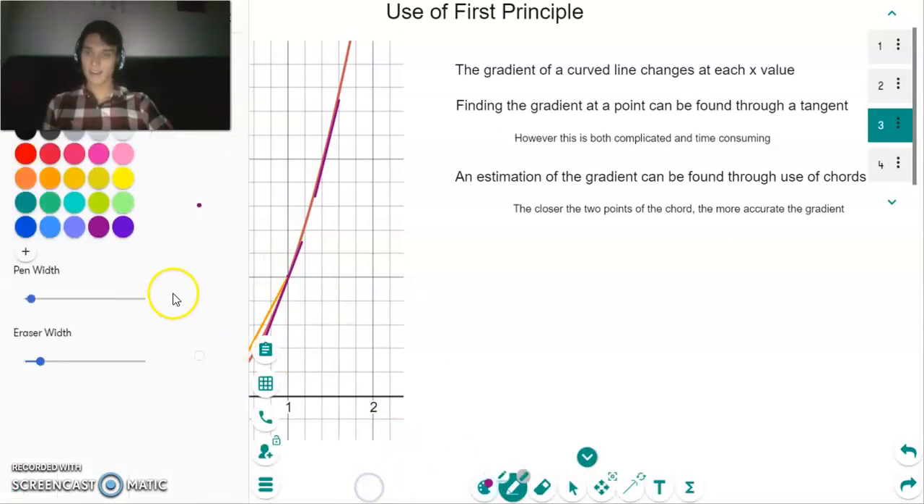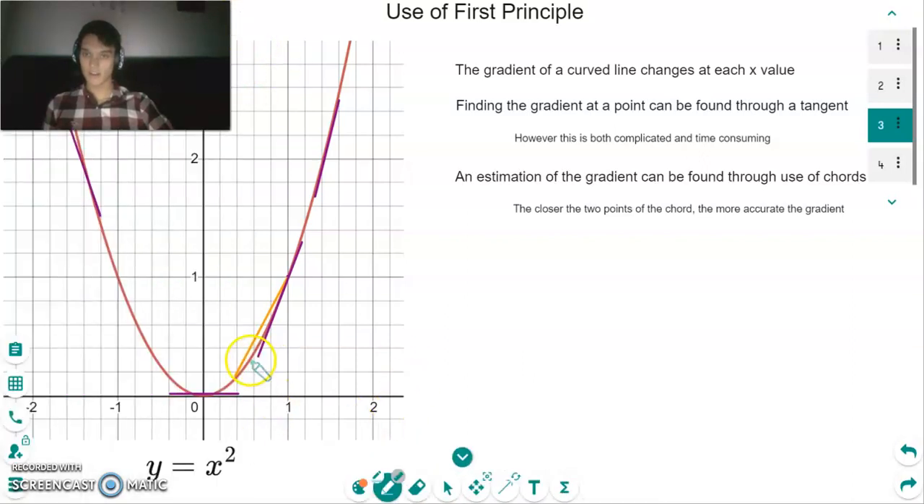Now what we can see is this estimate of the gradient, as we get close to this value of 1, you can see that this line here is actually a lot closer to this tangent than this line here. What this shows is that the closer the 2 points of a chord, the more accurate the gradient, so the closer it is to the tangent of that point you're trying to estimate. And so we can use this to do an algebraic function here. And that's what we're going to use the chords for.